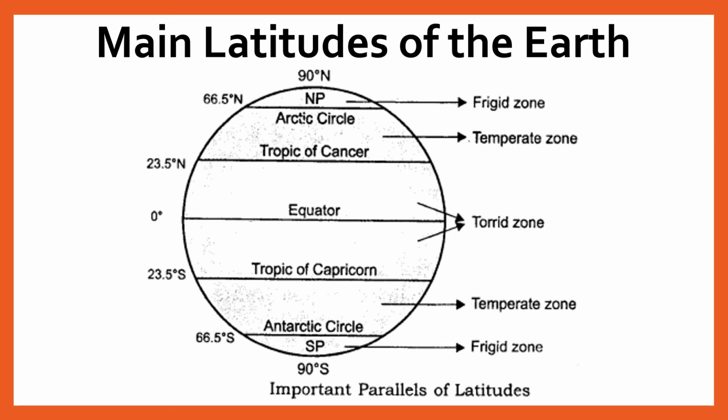The path of the sun between Tropic of Cancer in the north and Tropic of Capricorn in the south of equator is called solstice. Therefore, the circle between these latitudes are called solstices. Now, I would like to ask you one thing. Why do you think these are main latitudes of the earth? Because these main latitudes divide the earth into temperature zones.